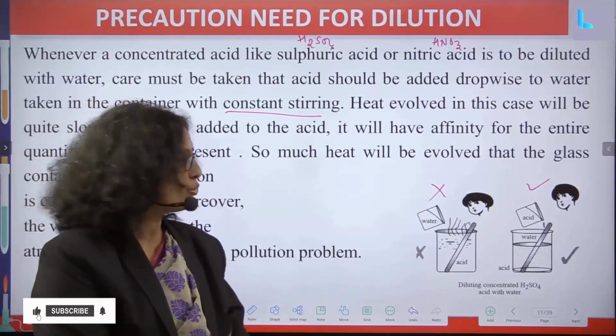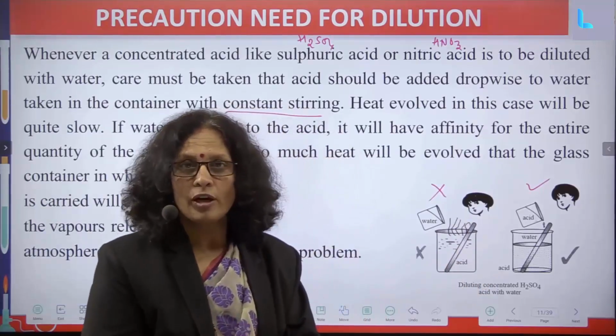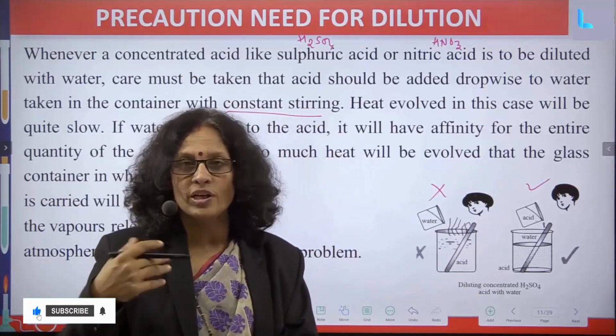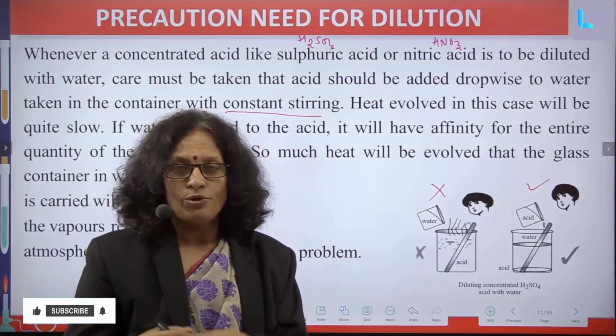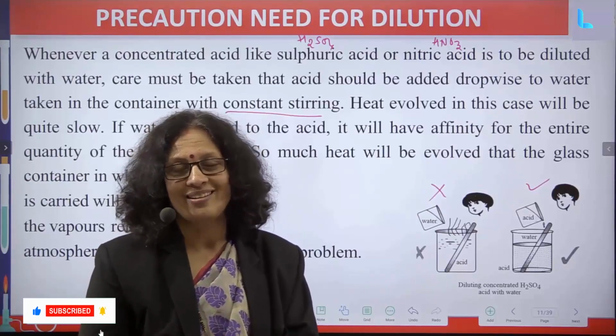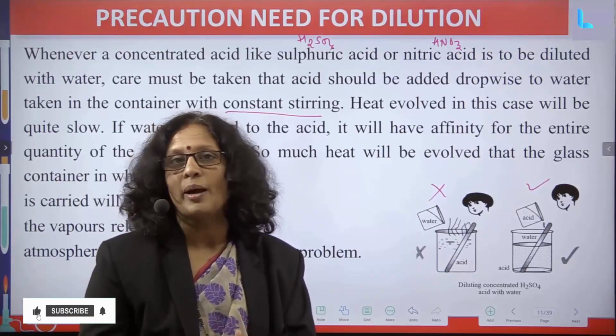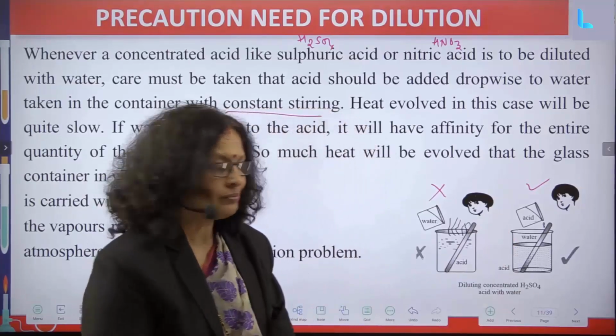Is it clear now? We should remember this very well, because whenever in future you are doing experiments in the lab, you should never forget this, otherwise you may have to face a lot of consequences, and a dangerous accident may happen. So always add acid to water.